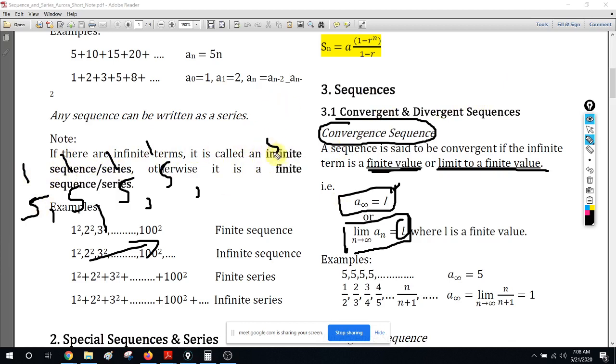Obviously the 100th term is 5. The 1000th term is 5. The millionth term is 5. Now it's very large. The infinite term is what? 5. So you can think of it that way, because it's always 5.